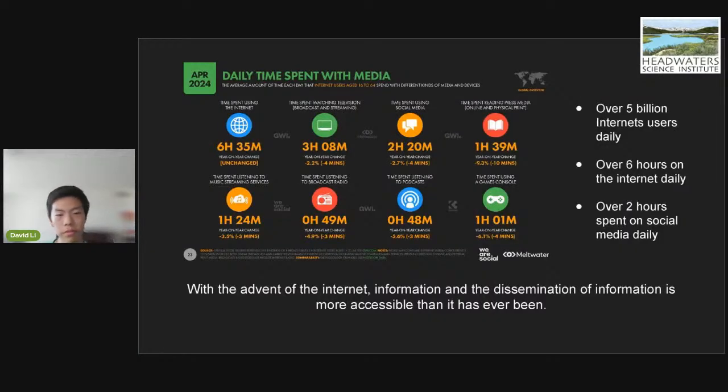So we all know that we live in the information age. Across the world, there's over 5 billion people who use the internet every day, and on average, they spend over 6 hours on the internet and over 2 hours on social media every day. And as our world has become increasingly digitized, information has become ever more accessible, and also it's become a lot easier to spread information.